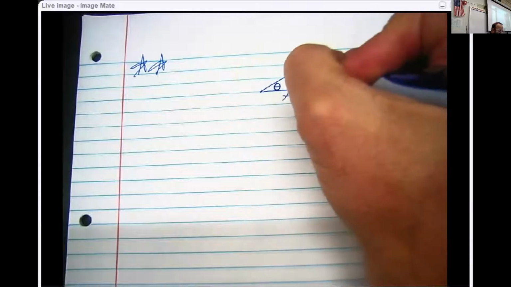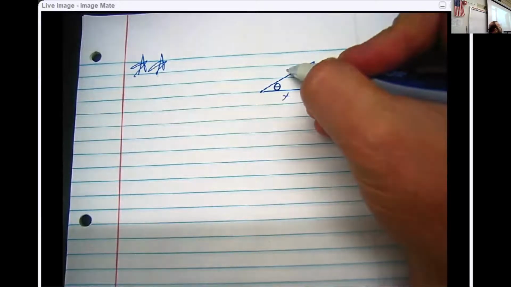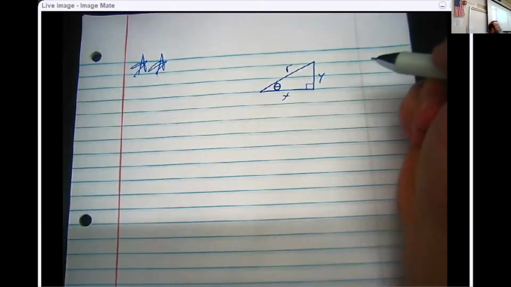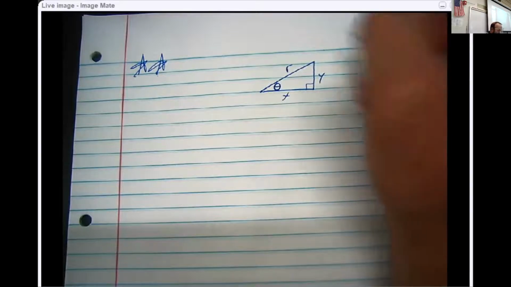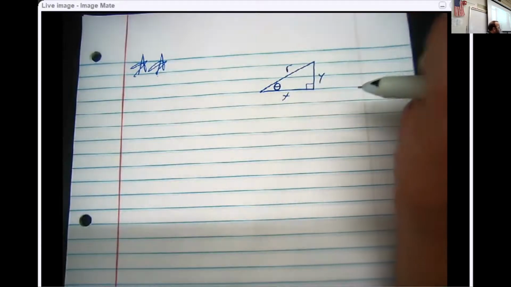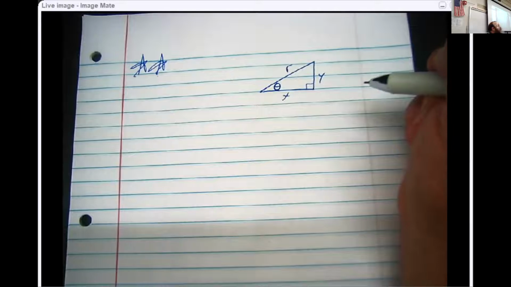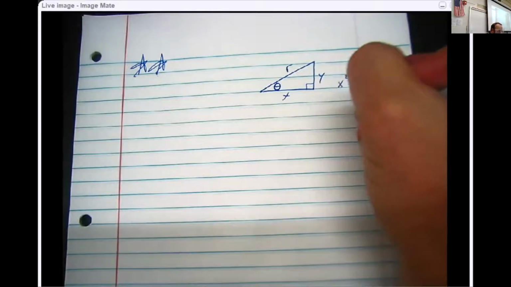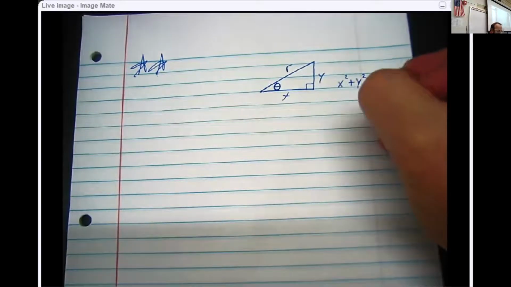Okay. So just like what we did before, I'm going to put a theta right here. Let's put an x right here, a y right here, and what should I put right here? Just like what we did, let's just call this r, okay? Now, what do you guys know that the Pythagorean theorem tells us off of this triangle? Don't think trig, just think regular old Pythagorean theorem. What do you guys know to be true? What is x squared plus y squared? It is r squared.